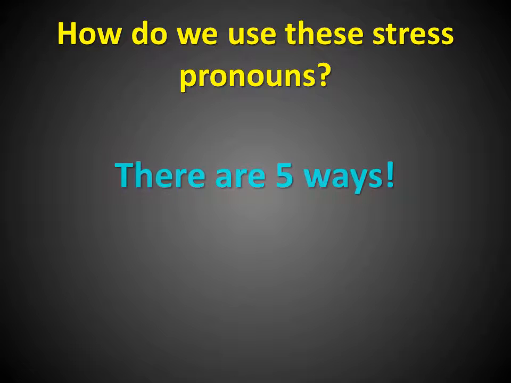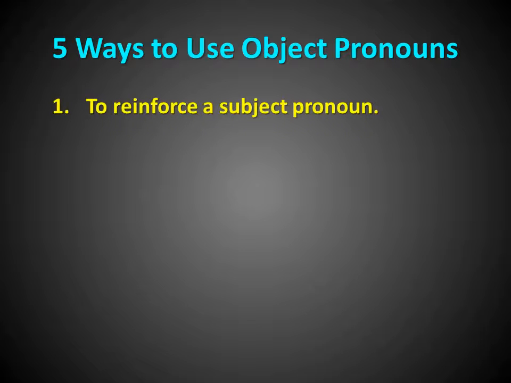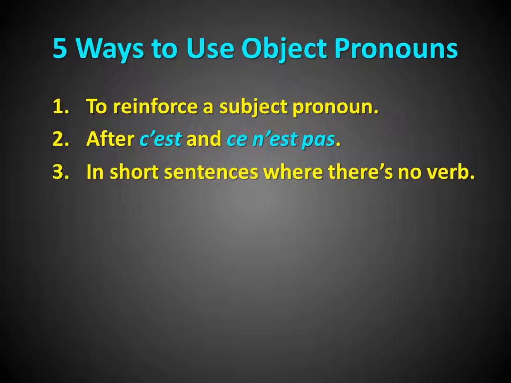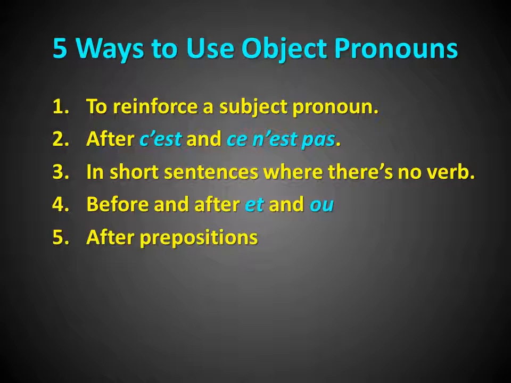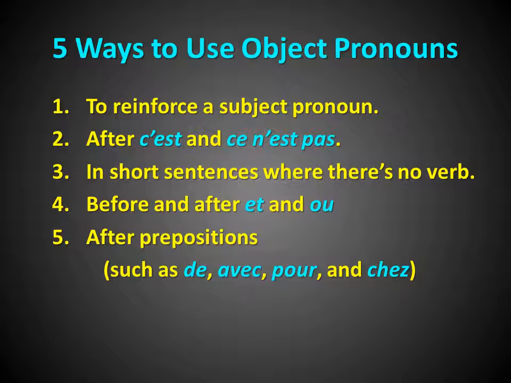So how do we use these? Why do we even need to know? There's 5 ways to use stress pronouns. One is to reinforce a subject pronoun. Two, after c'est and ce n'est pas, so it's or it's not. It's not me, it's not him, it's not her. Three, in short sentences where there's no verb, and we'll get to that in just a second. Four, before and after et and ou, so before and after and or. And five, after prepositions such as de, avec, pour, and chez. We're going to look at examples of those.